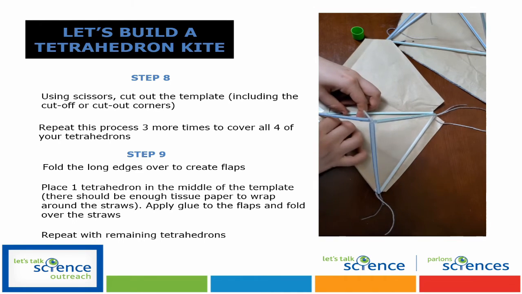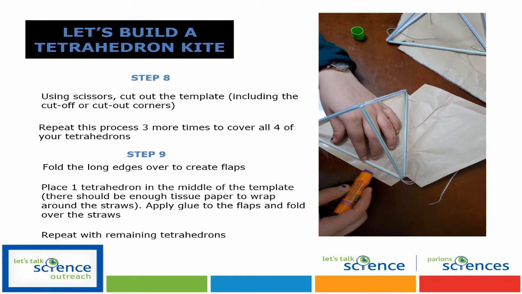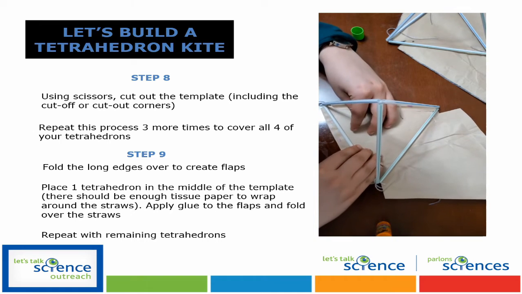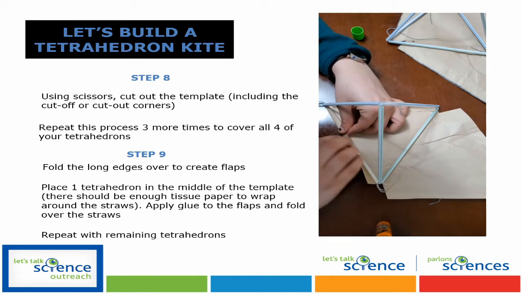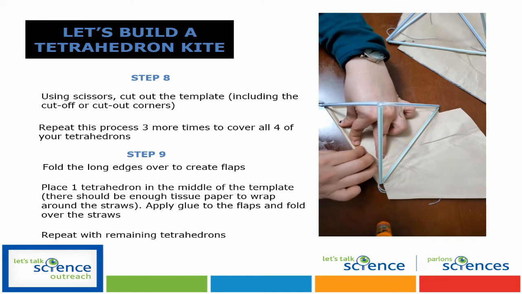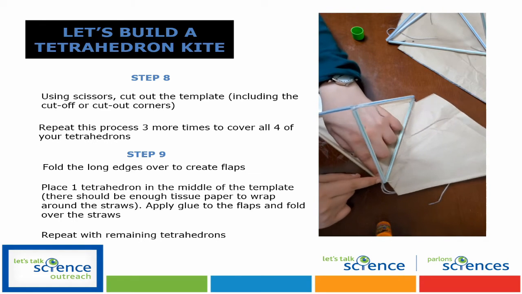Fold your flaps over the straws and apply enough pressure to make sure that the tissue paper is secured to the straws. You also want to be careful that you don't accidentally glue your strings. Your strings will be needed in future steps, so make sure that they are freely movable.